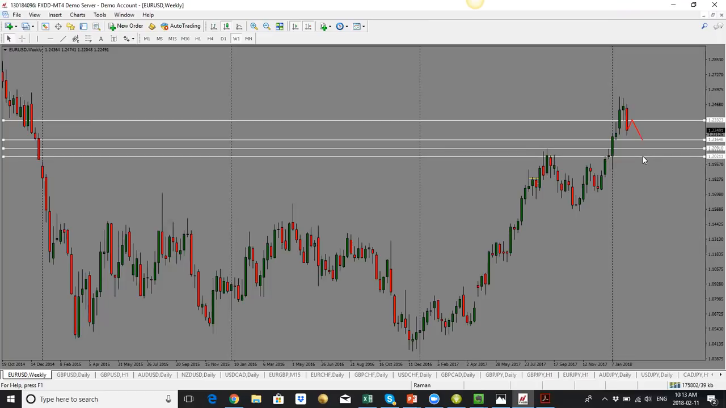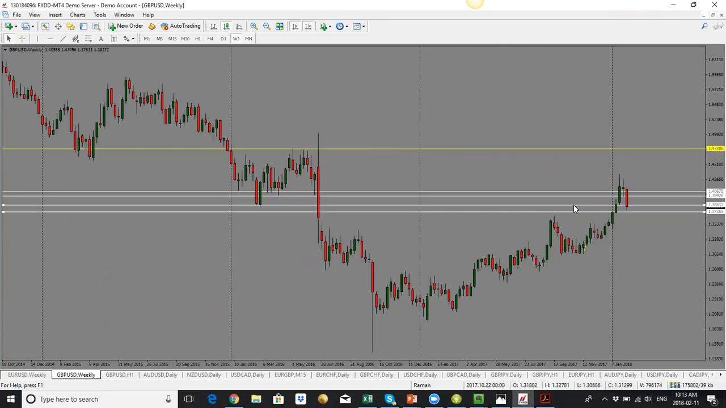So maybe 1.20 or 2020 level. Those will be the three levels to the downside: first at 1.2160, then 1.2100 and 1.2020. Those are my three targets to the downside, but that's the kind of move I'm looking for, a bit of a push up and then a drop in there. So bias is to the downside for Euro Dollar.